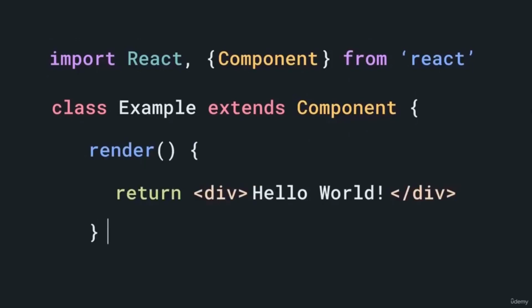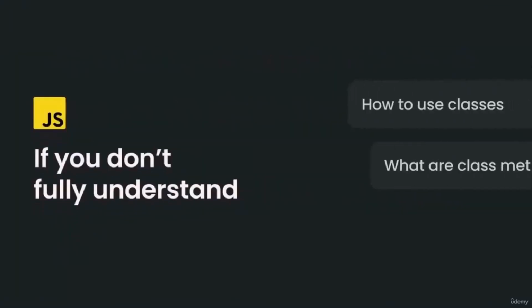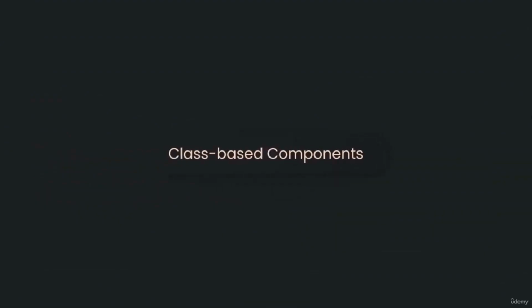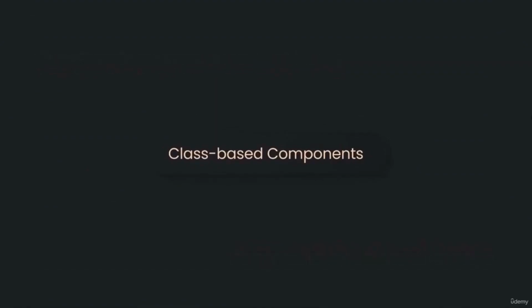Then we use the render method that describes what should be displayed and how the UI should look like. If you don't fully understand how to use classes, what class methods are, and what extends means, don't worry at all. Class-based components are React history. They're not being used at all anymore, and they were entirely replaced by their simpler counterparts, functional components.